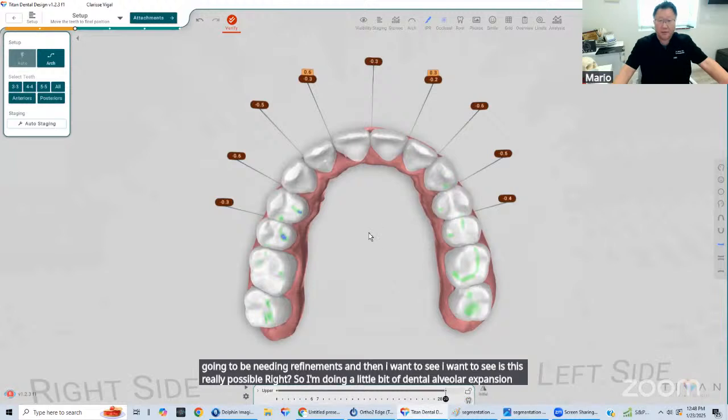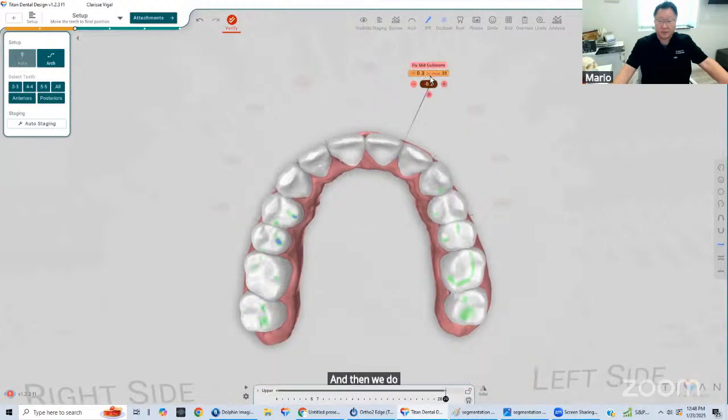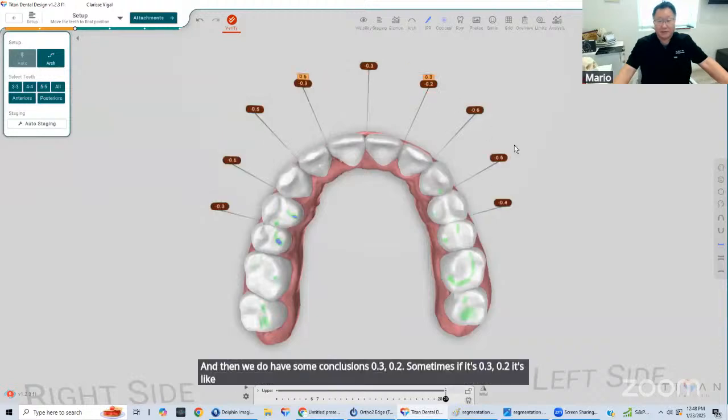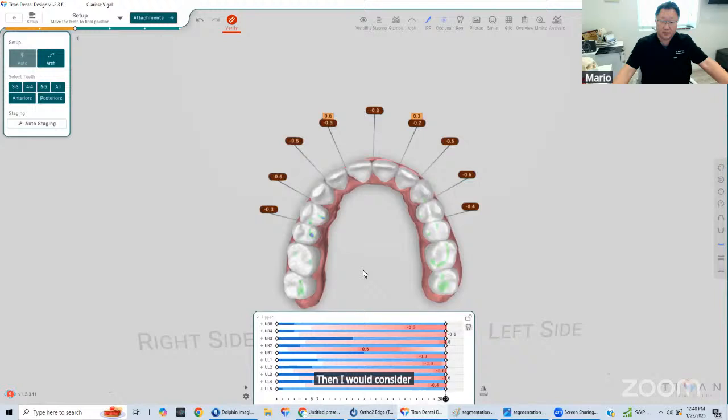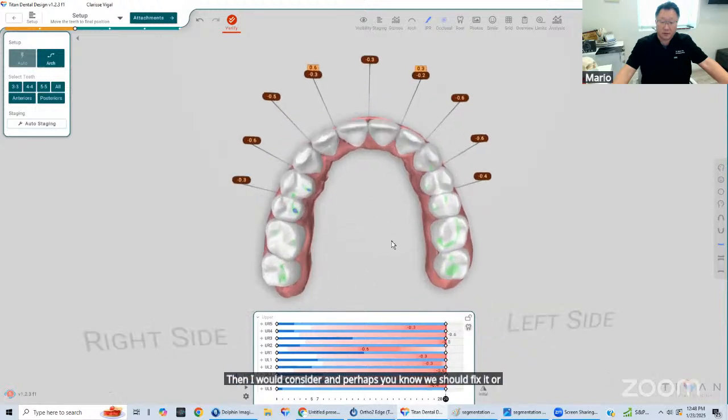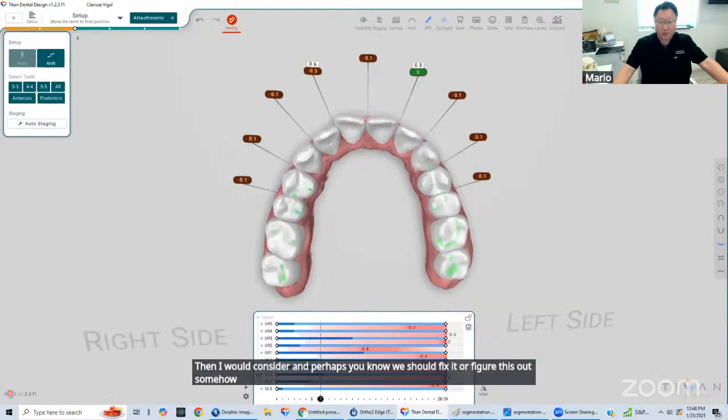And then we do have some collisions, 0.3, 0.2. Sometimes if it's 0.3, 0.2, it's like 10% of a millimeter. I would almost ignore that sometimes. But if it's something this big, then I would consider, hey, perhaps we should fix it or figure this out somehow. Now, should we do all of this at the same time?